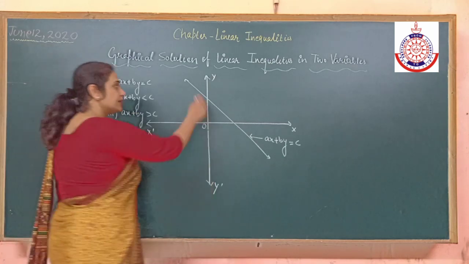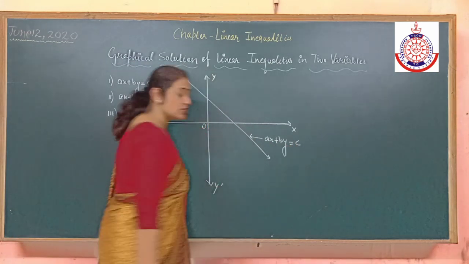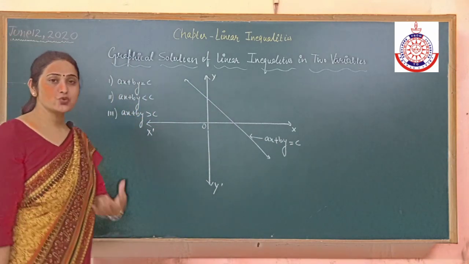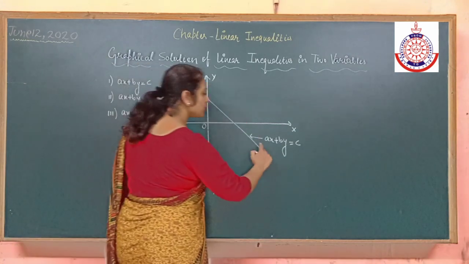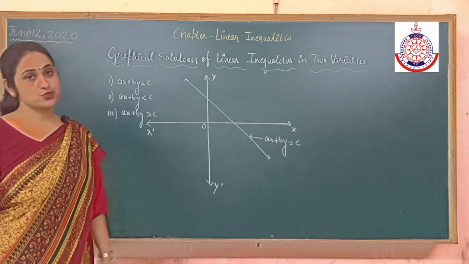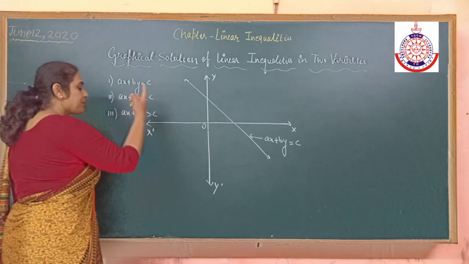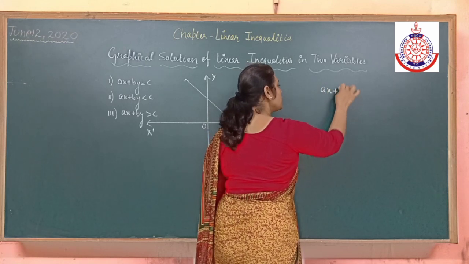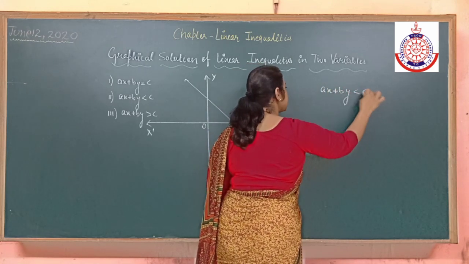We have already studied that ax plus by is equal to c always represents a straight line. We have already plotted this in our junior classes. So suppose this is the line, the equation being ax plus by is equal to c. Now, if I pick up any inequality, I have to find out what it represents.